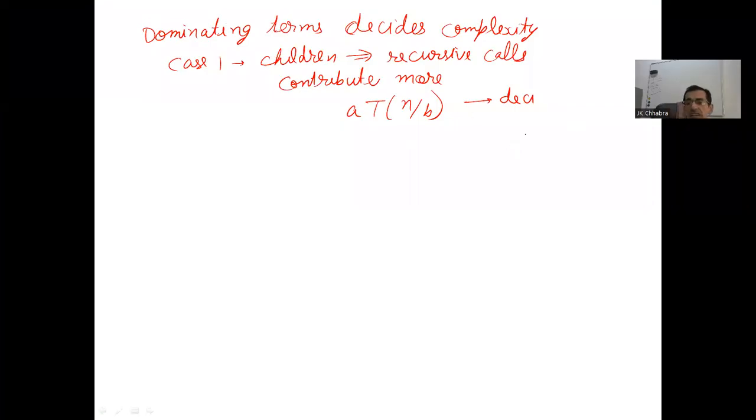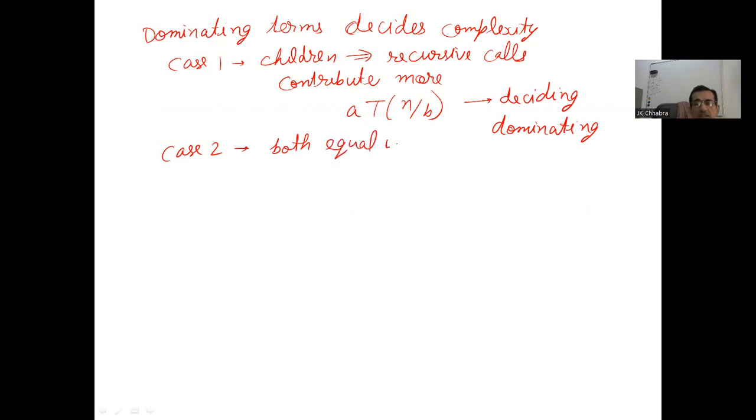So we just say that this will be the deciding term as it will be the dominating term. So case 1 will be corresponding to this situation. Similarly, I will say case 2 will mean both equal. So there will be a separate way of calculating. And case 3 will mean that root contributes more.